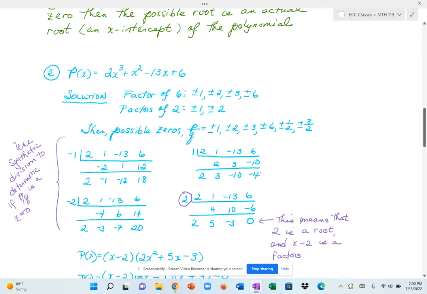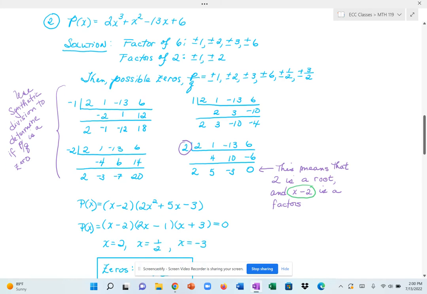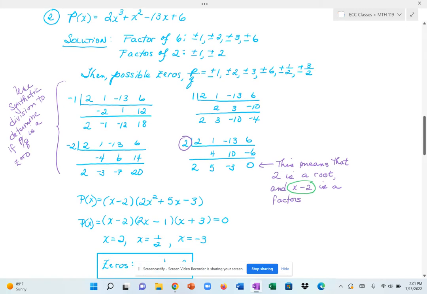When I check 1, I get -4 as a remainder. So 1 is not a rational zero. When I check 2, I get a remainder of 0. And this means that 2 is a root of the polynomial, which means the factor x minus 2 divides into the polynomial evenly. And if that's the case, then I can rewrite the original polynomial as a product.